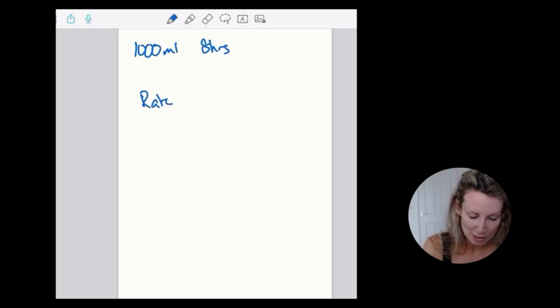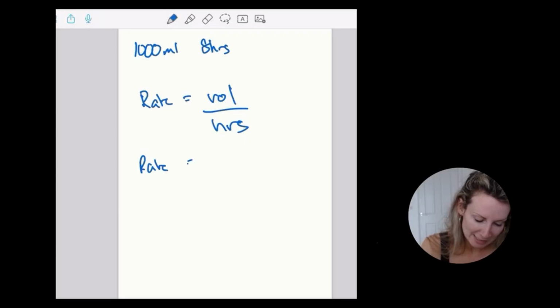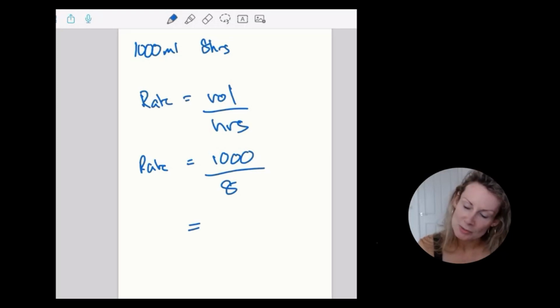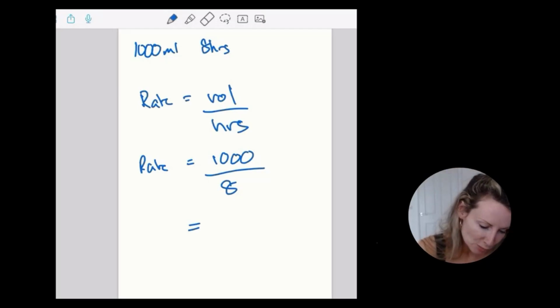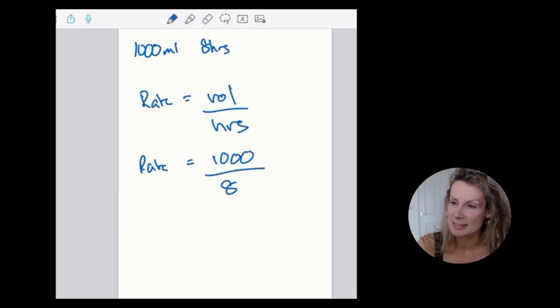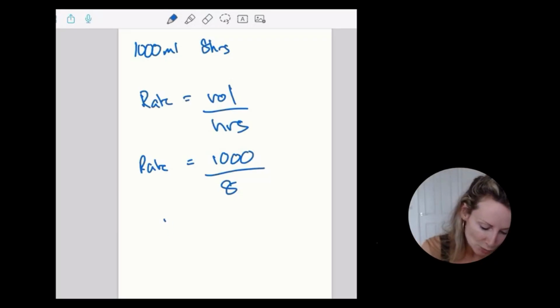You know how to work it out. So it's going to be the volume divided by the hours, which you very rightly said. So that means that your rate equals 1,000 divided by 8, which is going to be 100. Do you know how to work that out? Not a clue. Okay, so what we're going to do is just one side. You don't have a calculator for this? No, this is still your numeracy. Okay, so we're going to have how many times 8 fit into 1,000.